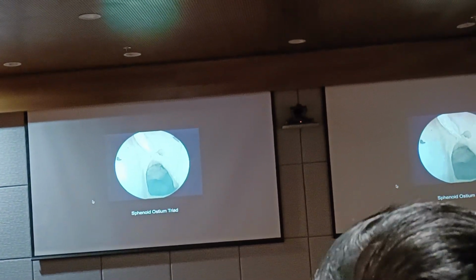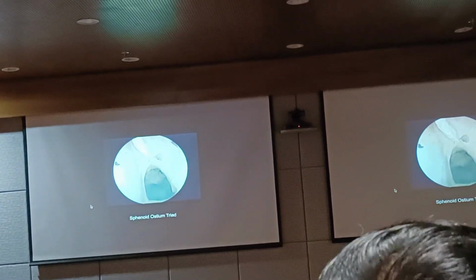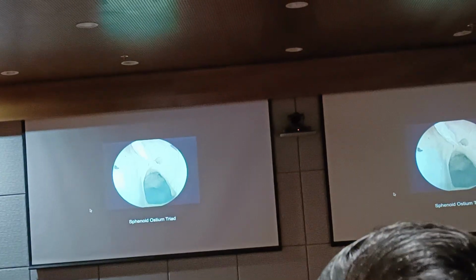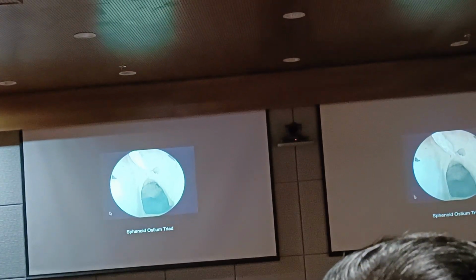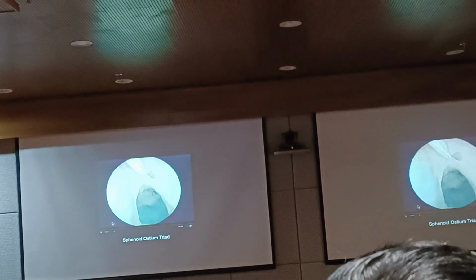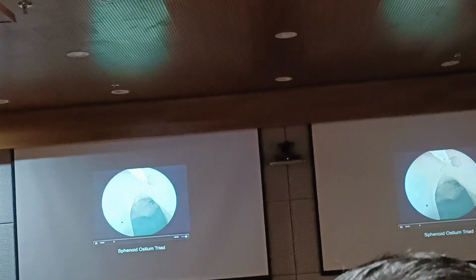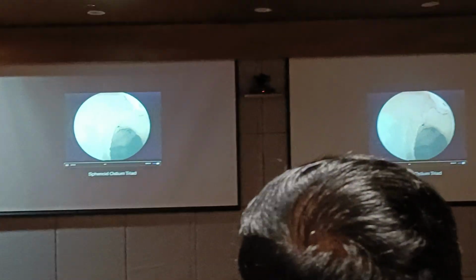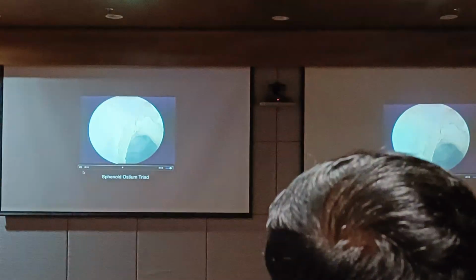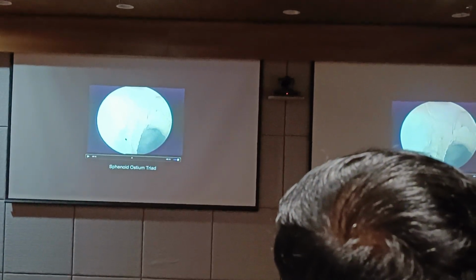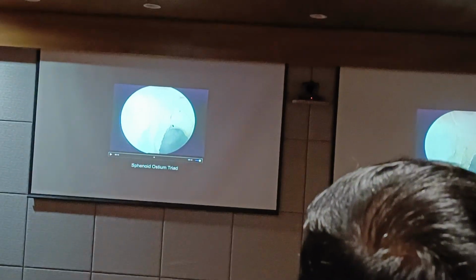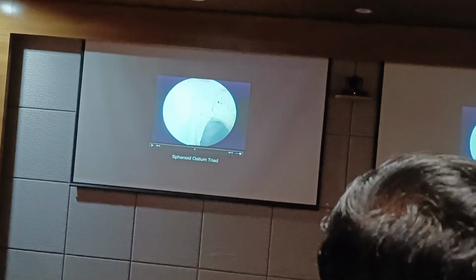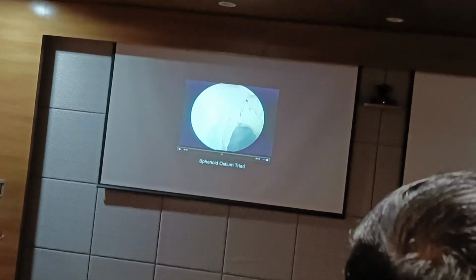Now, the sphenoid ostium we find has a triad of anatomical landmarks. The triad of anatomical landmarks are that it is, okay, before we go to the triad of anatomical landmarks, look at this. That's the roof of the choana. That is the sphenoid. Okay, so that's the basisphenoid.